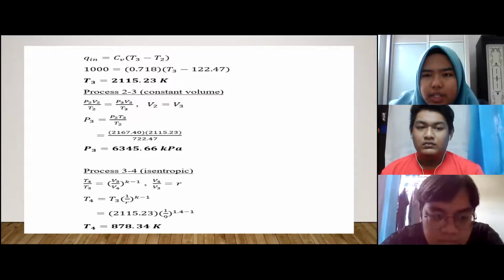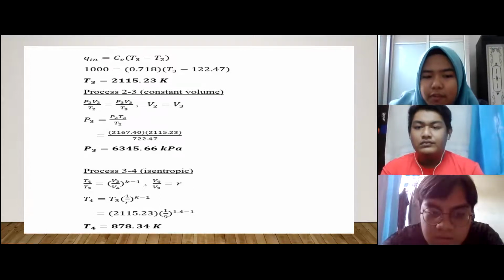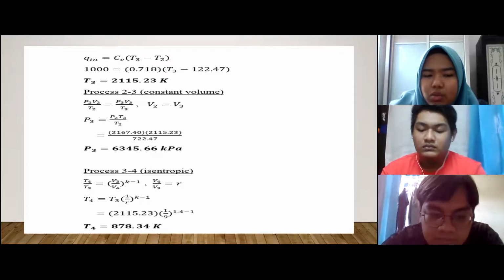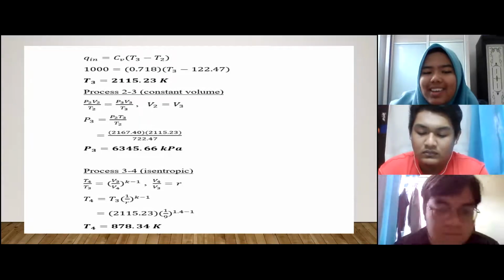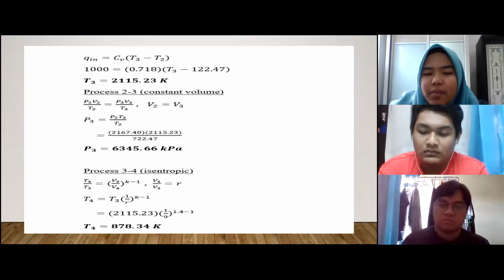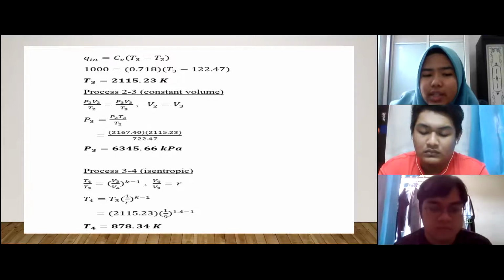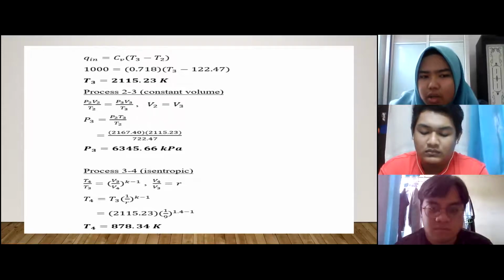Then we continue with process 3 to 4, which is isentropic. T4 over T3 is equal to V3 over V4 to the power of k minus 1. We know that V4 over V3 is equal to r, so T4 is equal to T3 times 1 over r to the power of k minus 1. So we fill in the known values, then we get T4, which is 878.34 Kelvin.